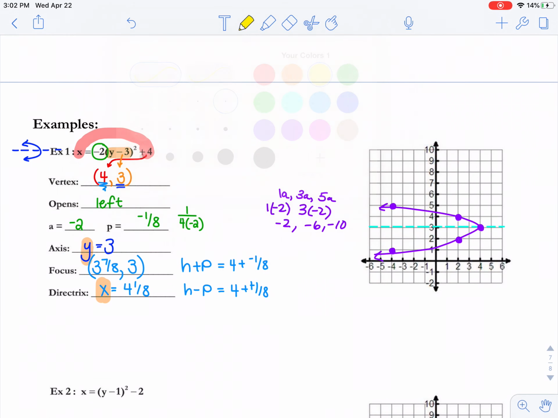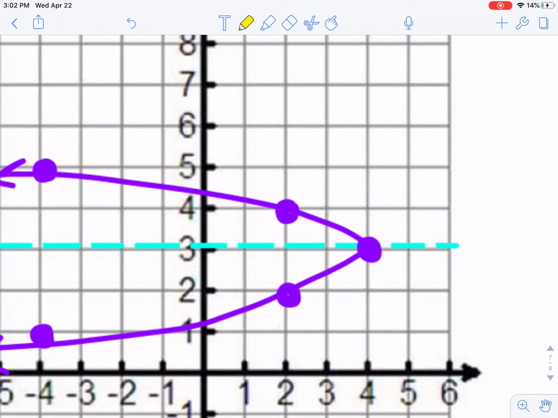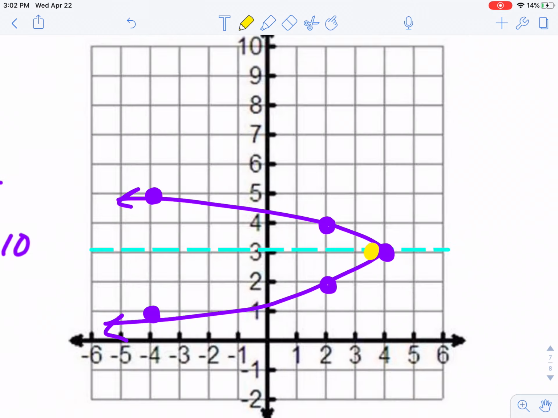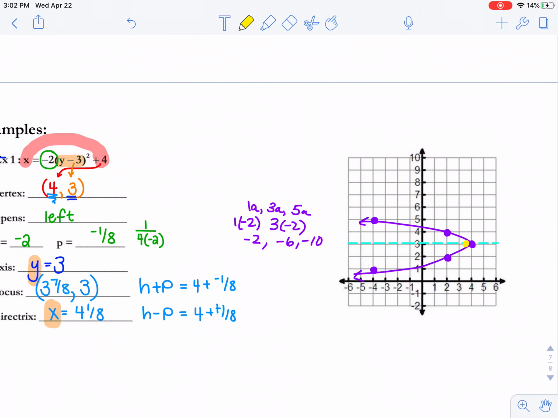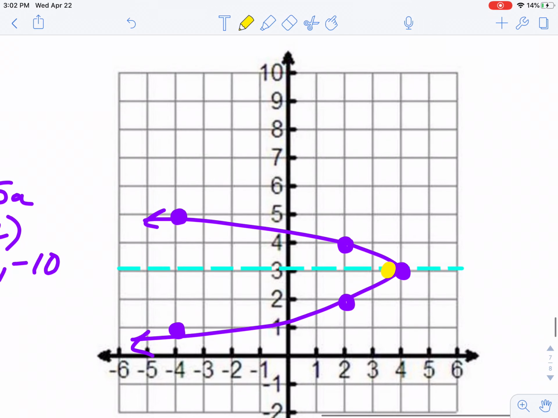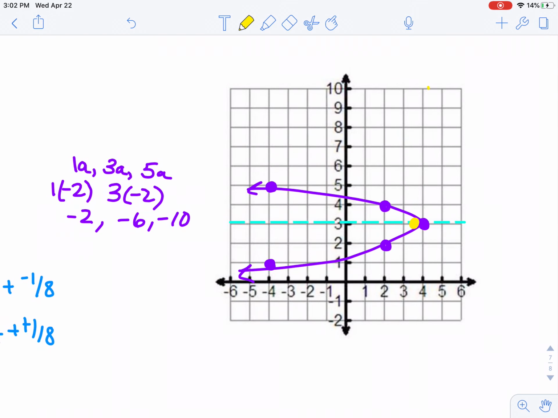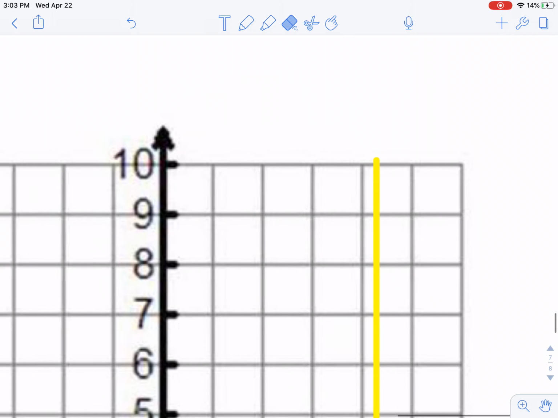Last, we find the focus and directrix. Focus was at 3 and 7/8, 3. So that's just really close to 4. Again, that focus should always be inside the parabola, and the directrix should be behind the parabola. So that is going to be at 4 and 1/8. And obviously, I'm not going to take out a ruler and measure 1/8, so I'm just going to eyeball it. It should just be really close to 4. And that should also be dashed.